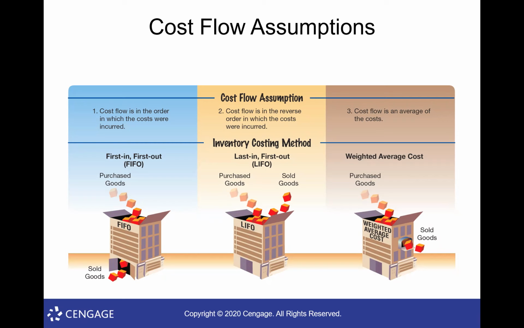So for the weighted average, in essence, we take the cost of everything we have in inventory right now. And if we get any new stuff, we add in that total cost, and then we just divide it by the total number of units we have, and that gives us an average unit price. So those are the three major cost flow assumptions. And then a fourth one that we're also going to talk about is what's called the specific identification method.